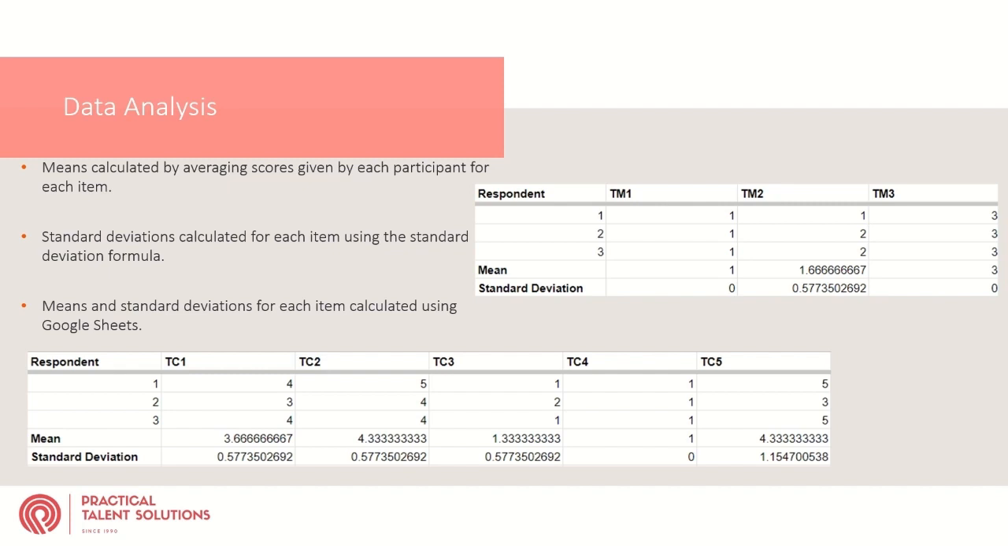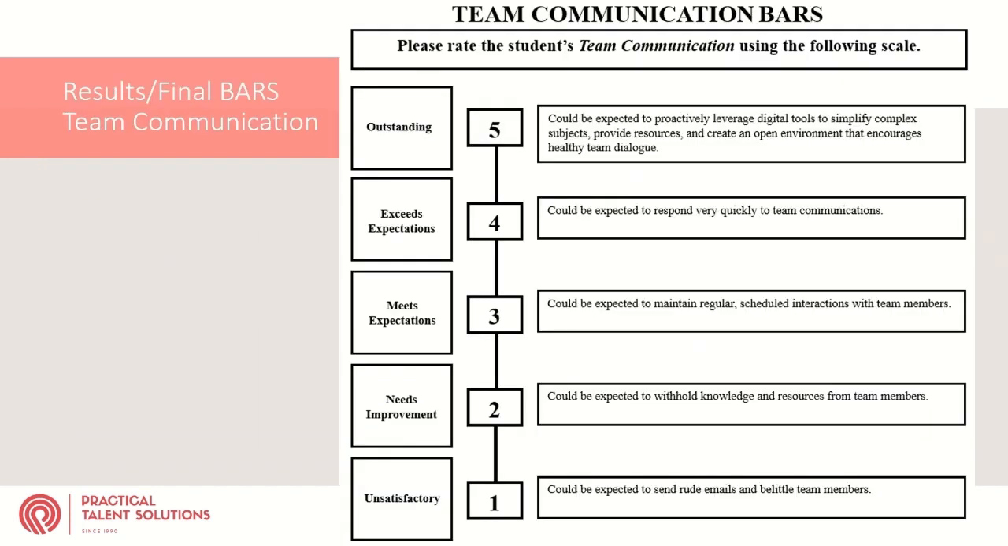Once this process was complete, we were able to put the winning behavioral statements onto the anchors for the BARS performance dimension they represented. We then created the graphic displayed on this slide and the next slide in Microsoft Word. This particular graphic represents the final BARS for team communication. I won't read every behavioral statement, but you may pause the video and do so if you like.